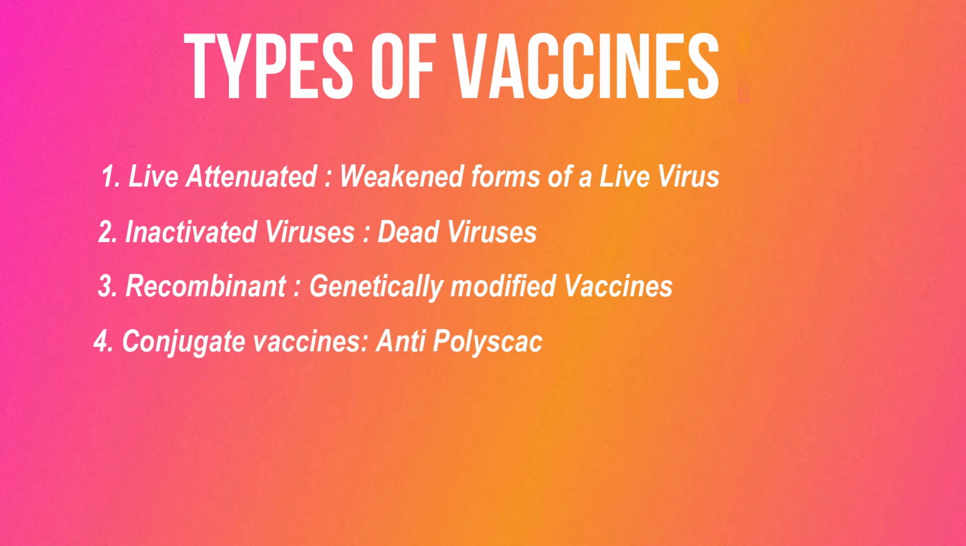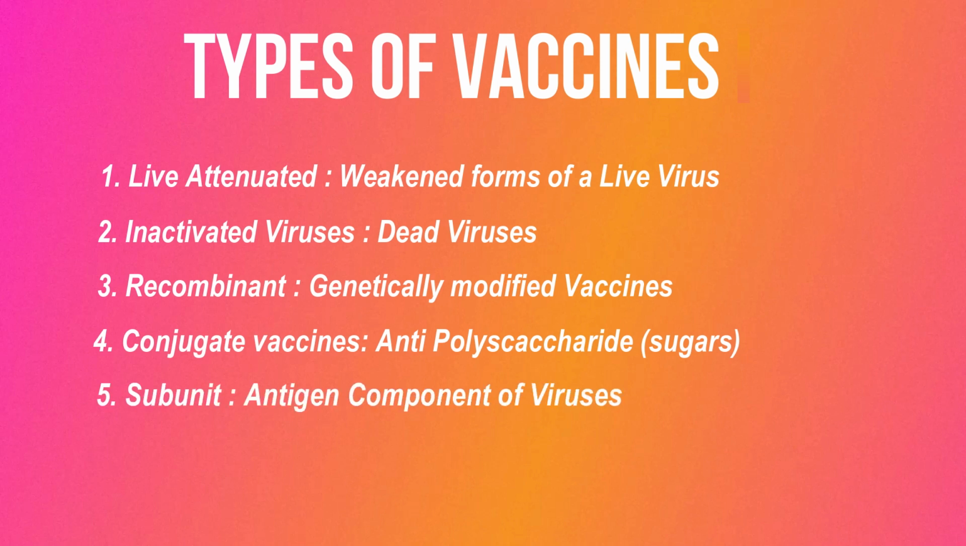Conjugate vaccines. As we have learned earlier, antigens on the surface of bacteria and viruses are proteins. However, some bacteria and viruses disguise these proteins with a coating of sugars. Conjugate vaccines work against these disguises. Subunit vaccine. This type of vaccine contains only the antigen component of viruses. Toxoids. Some bacteria secrete poisons known as toxins in the human body. Toxoids are weakened forms of these toxins which elicit an immune response.